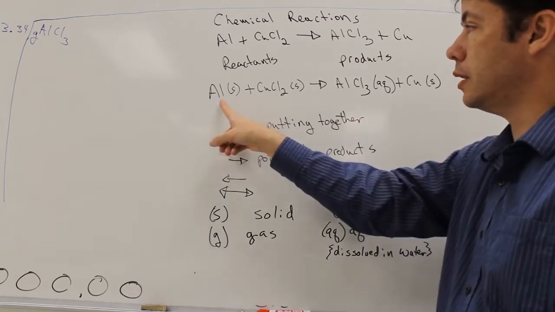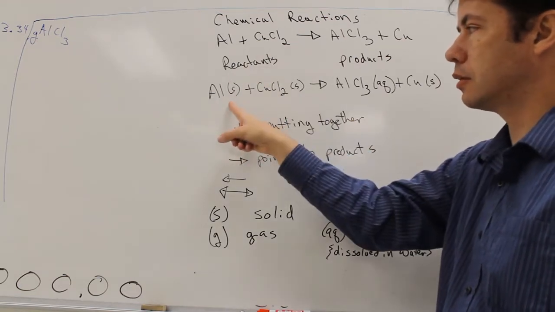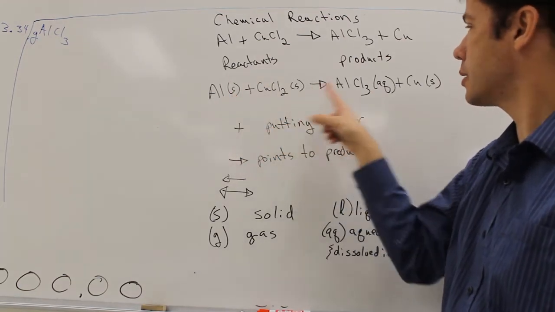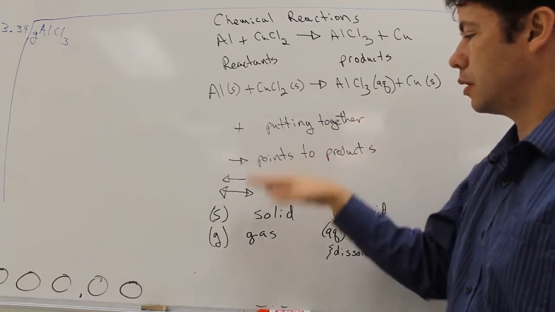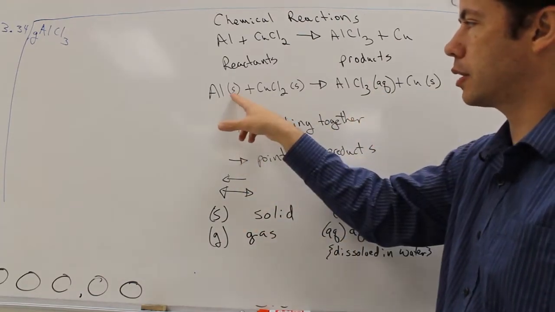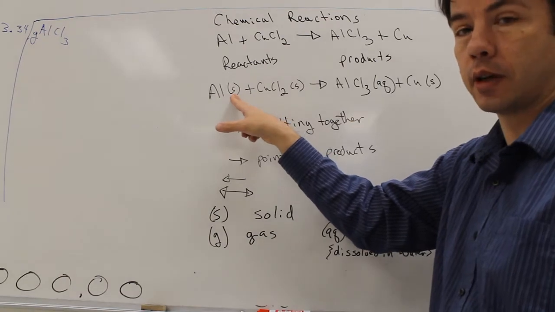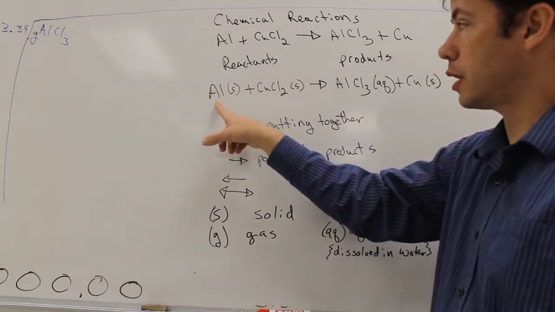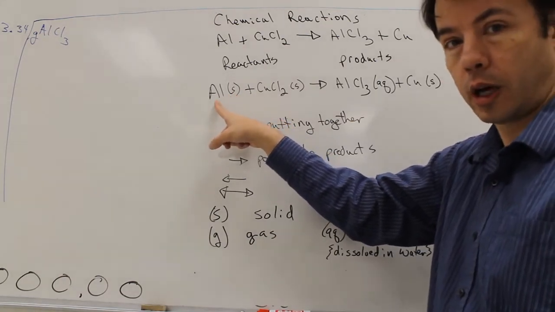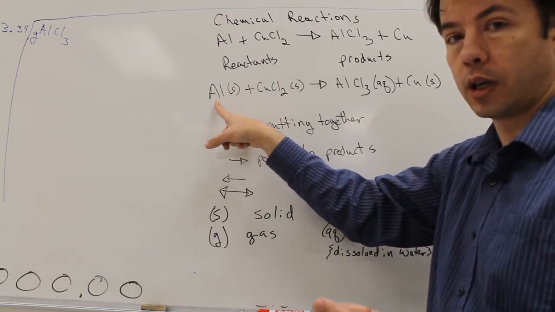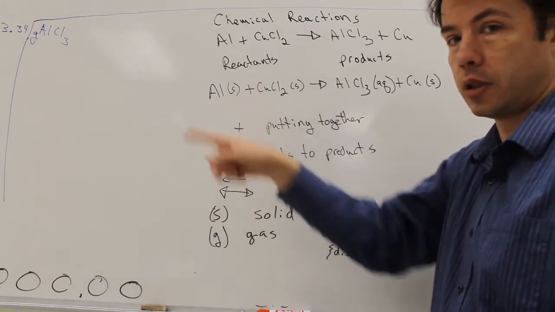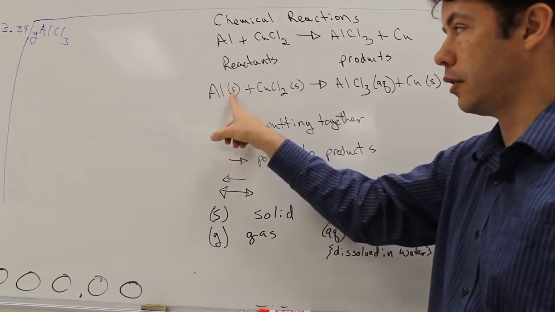Now, if you look at this, I've rewritten the same reaction, and I've put some other things here in parentheses. This tells us what state of matter it is. So, for example, this says aluminum, which what state of matter was it in when we used it in our lab? It was a sheet of aluminum, right? So it was a solid.